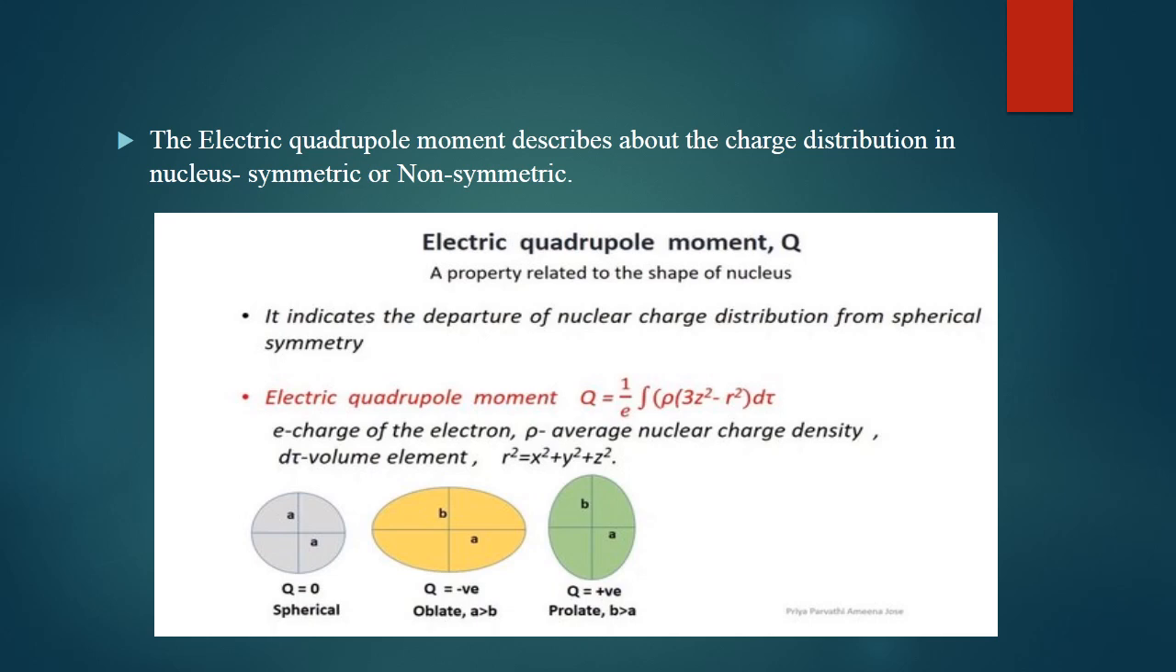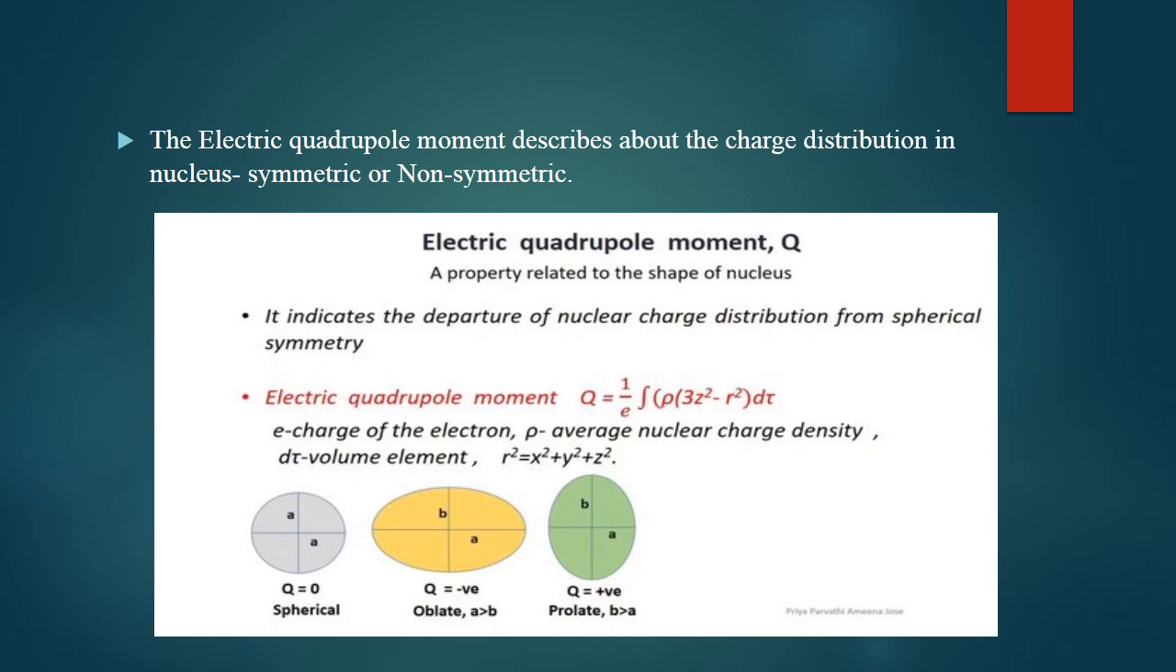You can see the diagram over there. If the semi-major axis and semi-minor axis are both equal, it is spherical in shape. So we can say that no electric quadrupole moment is present there. So you can see the expression which explains electric quadrupole moment mathematically. E is a charge, rho is the average nuclear charge density, and d tau is the volume element.